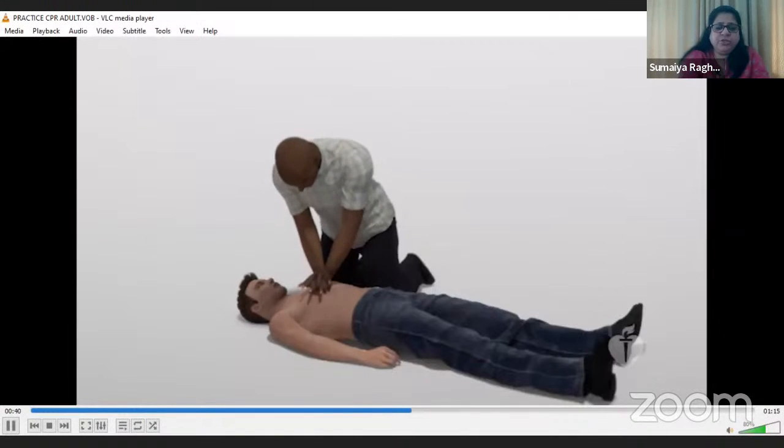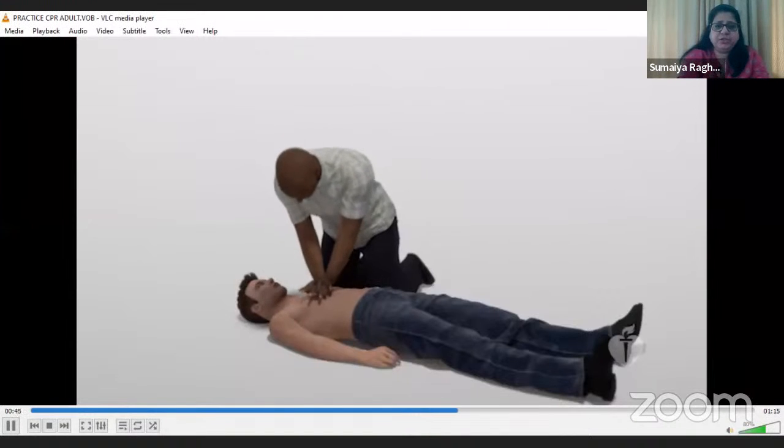So as you can see how he's doing the compression, heel of the palm, center of the chest, and he started doing the compressions. He's doing this hard and fast. His elbows are straight, pressure coming from the shoulders. You need to do just this same way in case of an emergency.